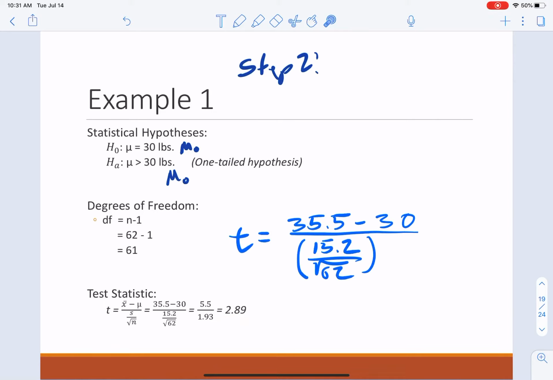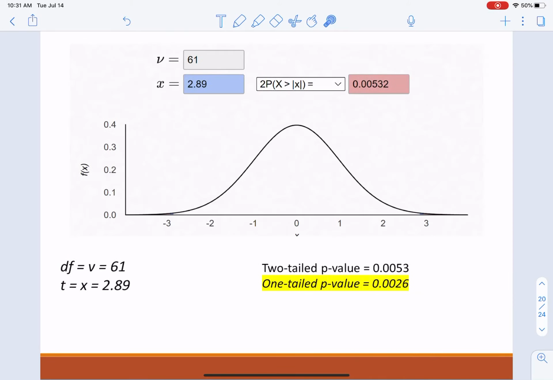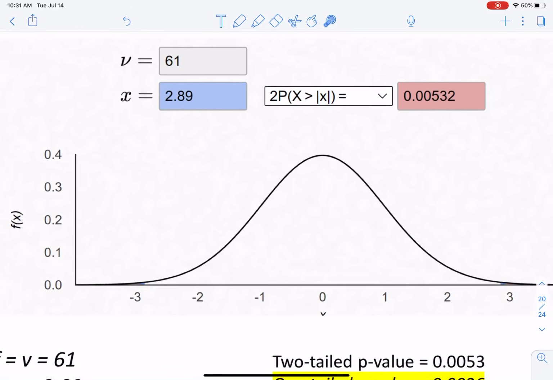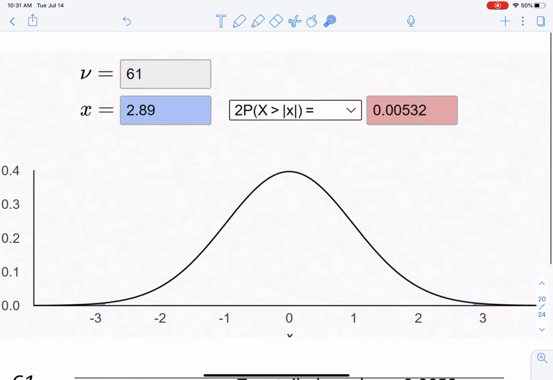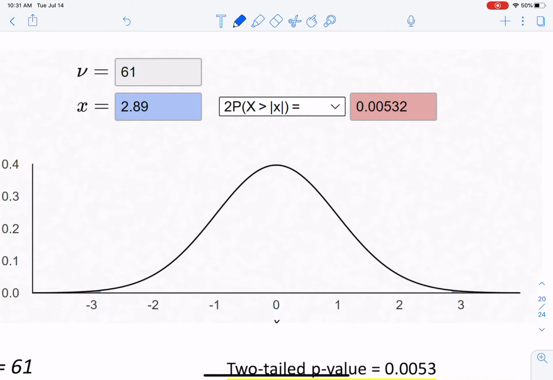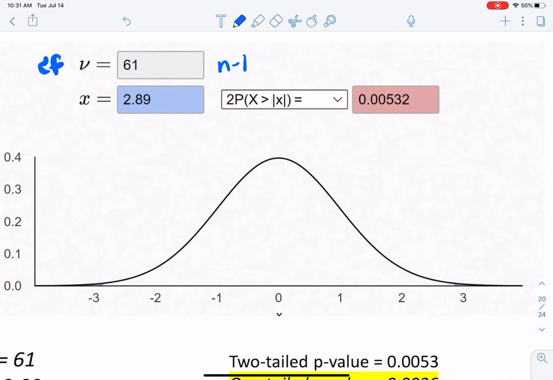Okay, what do we do with that? Well, we just plug it in. We have our degrees of freedom here, n minus 1, which is 62 minus 1, which is 61. We plugged in our test statistic, kept the two-tailed option, and then we got a p-value of 0.00532. So what does that tell us?